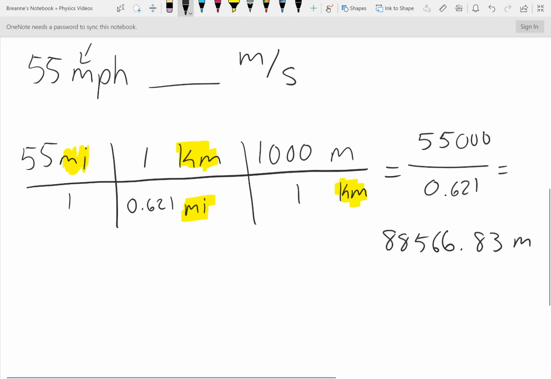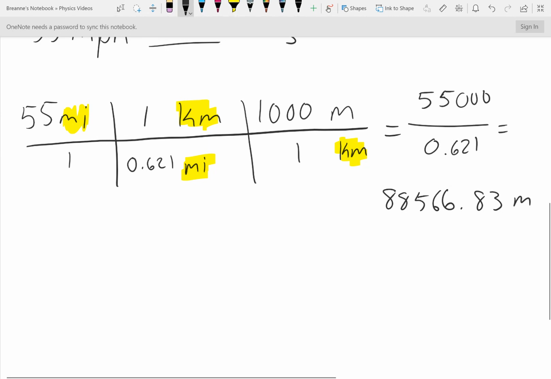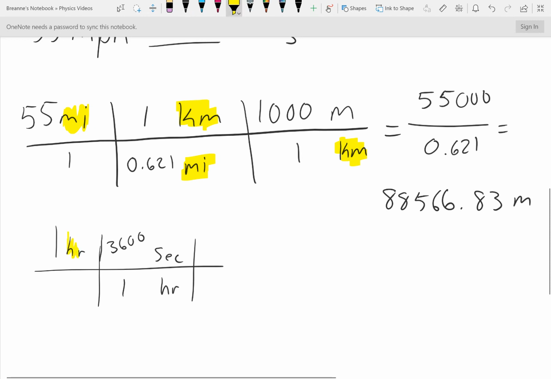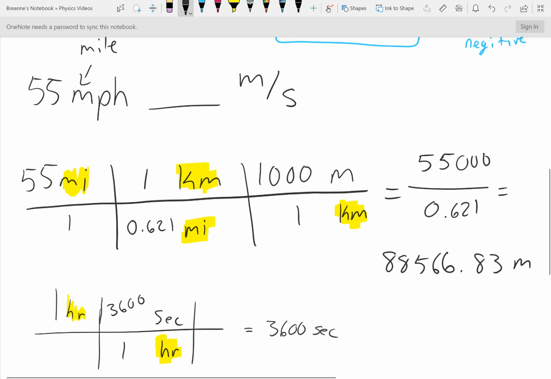Now we have to look at our hours. So we have 1 hour, and we're trying to get it into seconds. So we don't want hour, we want seconds, hours to go on the bottom. We know that there's 3,600 seconds in 1 hour, which causes our hours to cancel. Multiply across the top. 36 seconds. But our answer we want in meters per second.